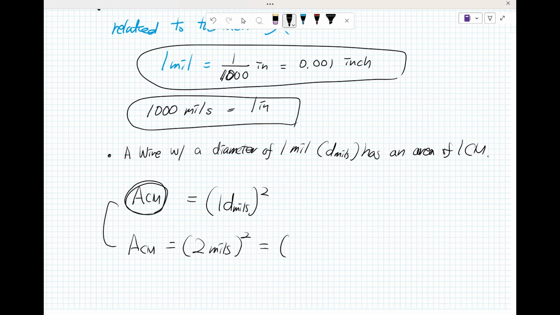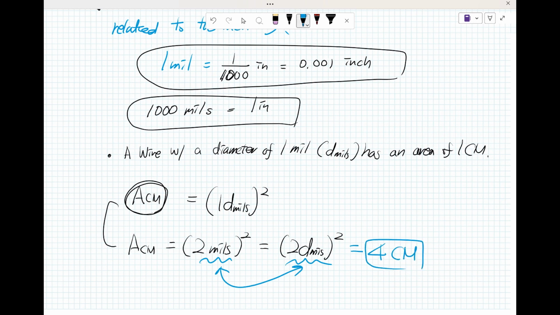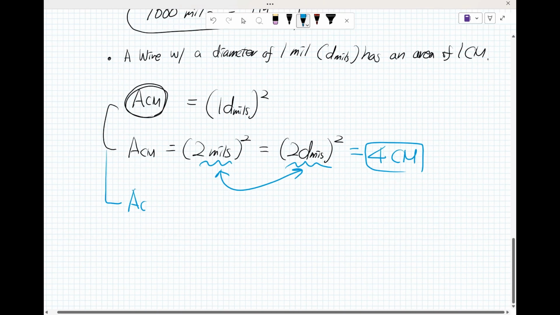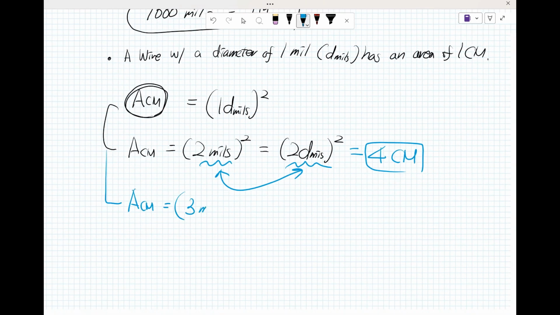A diameter of 2 mils, depending on the book or lecture notes, we can use the same thing, but finally that is 4 circular mils. How about 3 mils? A diameter of 3 mils is 9 circular mils. That is the cross-sectional area.